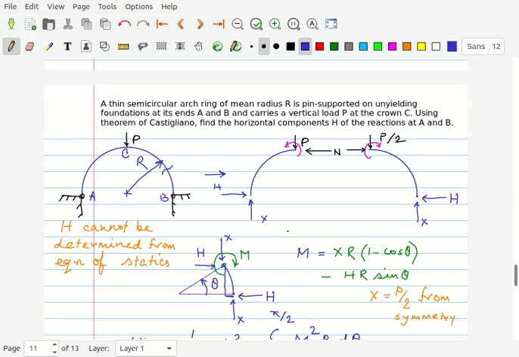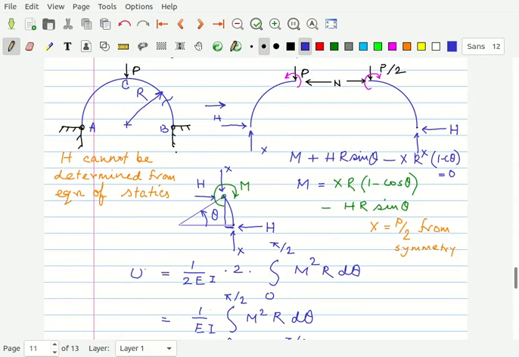So I strongly suggest that you write the moment equation like this: m clockwise plus HR sine theta about this point is also clockwise, but X is giving anti-clockwise moment, X R (1 minus cos theta), that is equal to 0. So from that you get m as this.